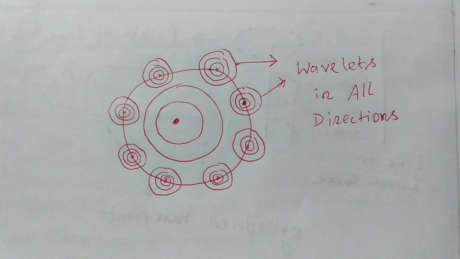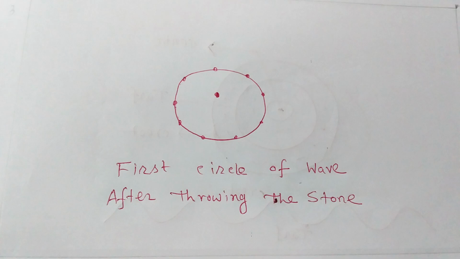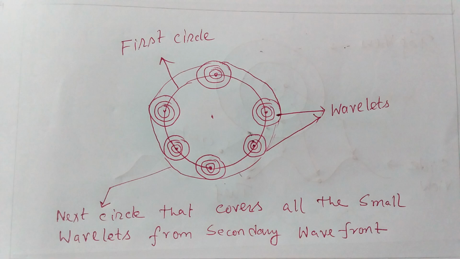It is the source of a secondary wavelet, that is, a small wave which spreads out in all directions with the speed of the wave. When the first circle of wave forms after throwing the stone, this circle is a wavefront. Secondary wavelets are formed from all these points of the circle. A new or next circle will be formed covering all the secondary wavelets.